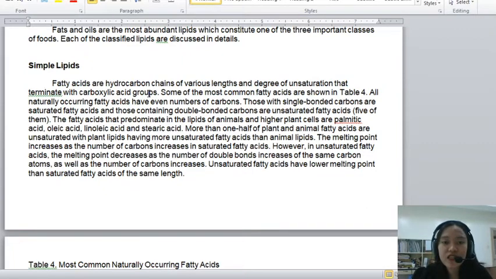Sa last lesson natin sa polysaccharides, I think, or sa sweeteners. Okay? So when we say carboxylic acid, they contain the structure COOH. So your fatty acids are carboxylic acids that contain a long hydrophobic carbon chain. Meron silang napakahabang chain ng carbon atoms that are hydrophobic. Yan ang fatty acids. Some of the most common fatty acids are shown in table number 4.